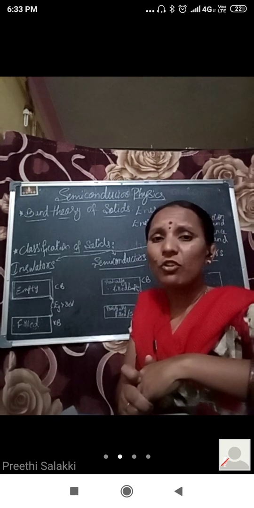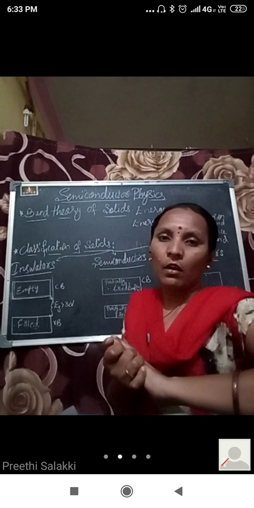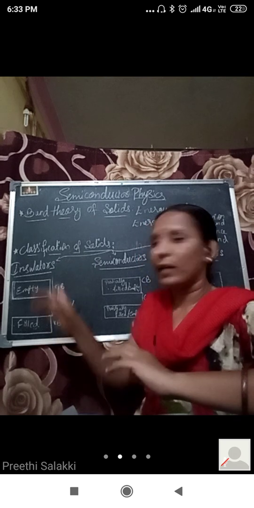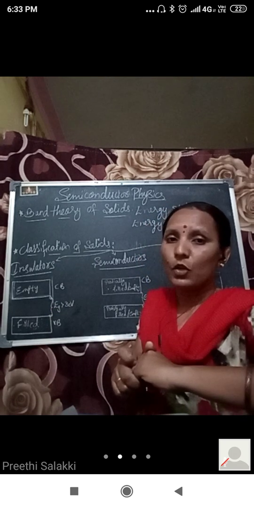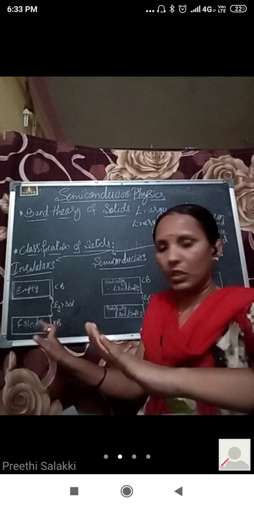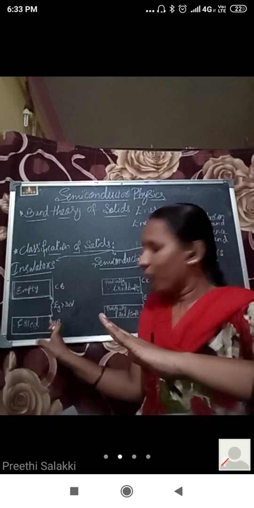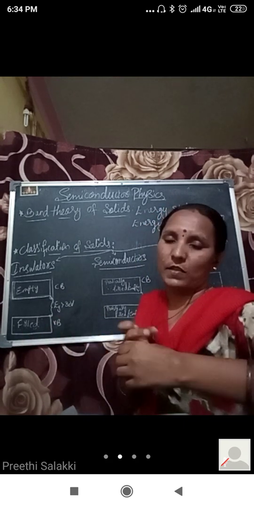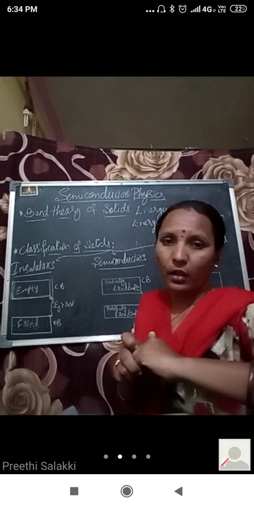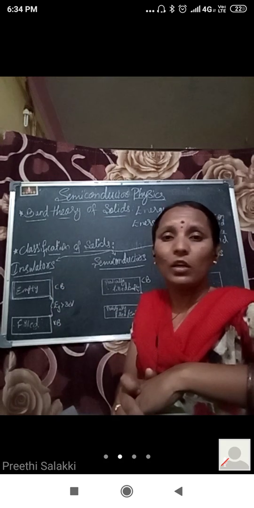Electrons cannot jump from the valence band to the conduction band. So at normal room temperature, in insulators the valence band is always filled with electrons, and the conduction band is always empty.